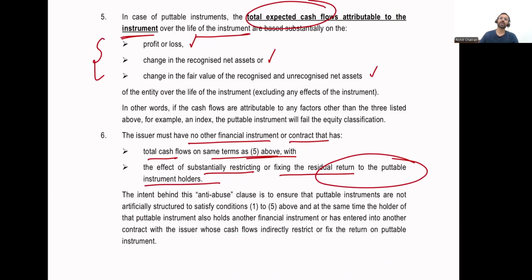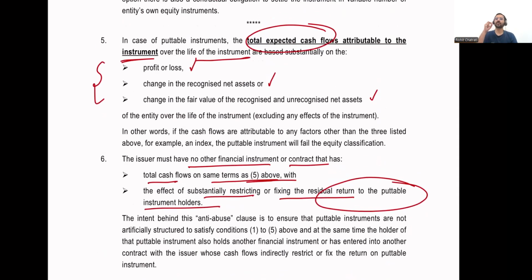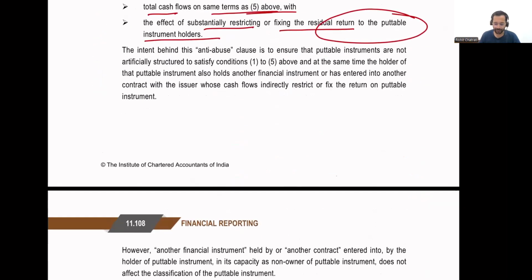If you carefully read all the conditions, it is trying to say that all the nature of equity that we commonly understand, all those conditions should be satisfied. And if these conditions are satisfied, even if the entity has a puttable instrument, which means the holder has a right to put the share back to the entity, such an instrument will be classified as equity and not as a financial liability. Although the entity has an obligation to pay cash, it will still be classified as equity and not as a liability if all these six conditions are satisfied.